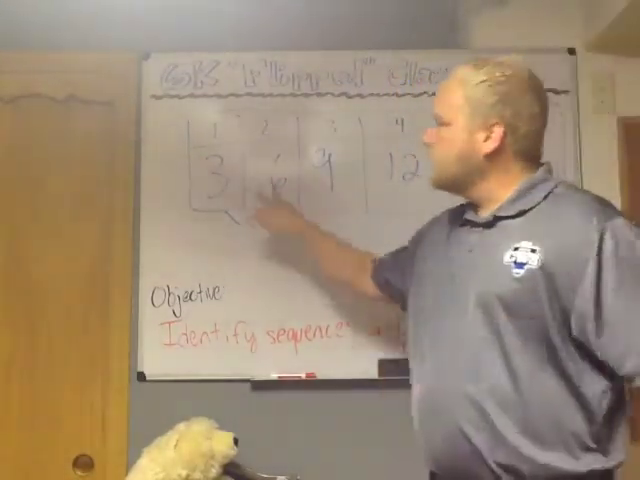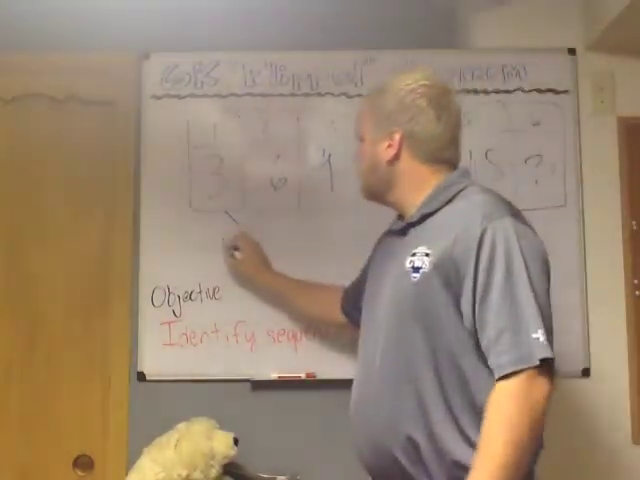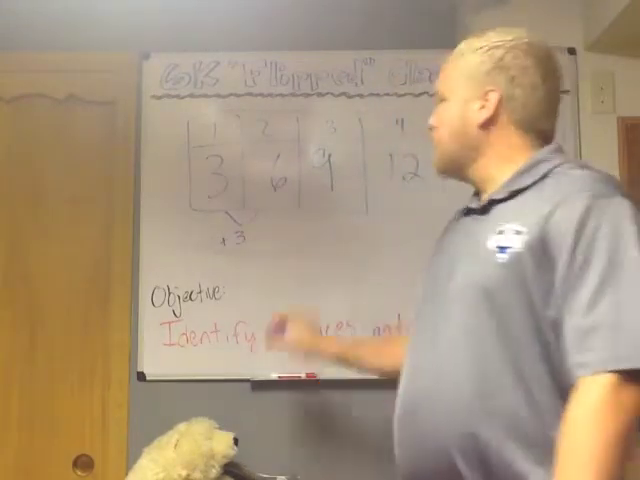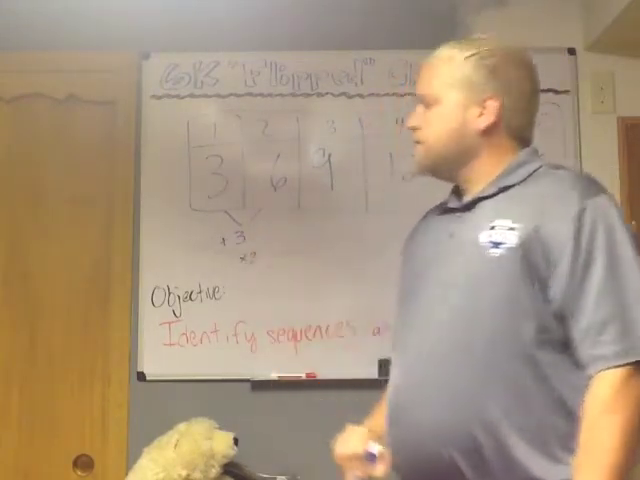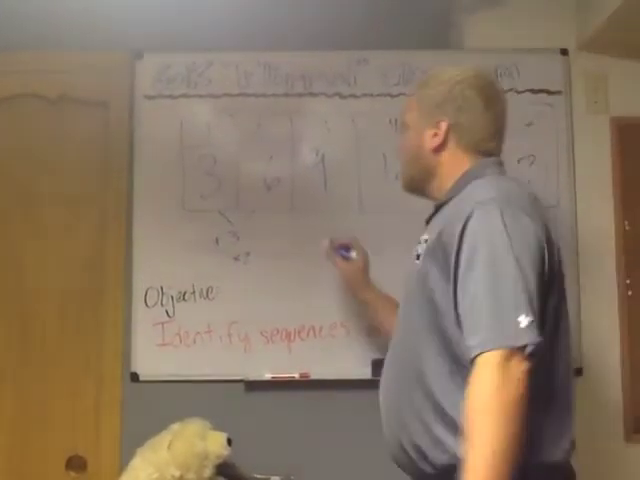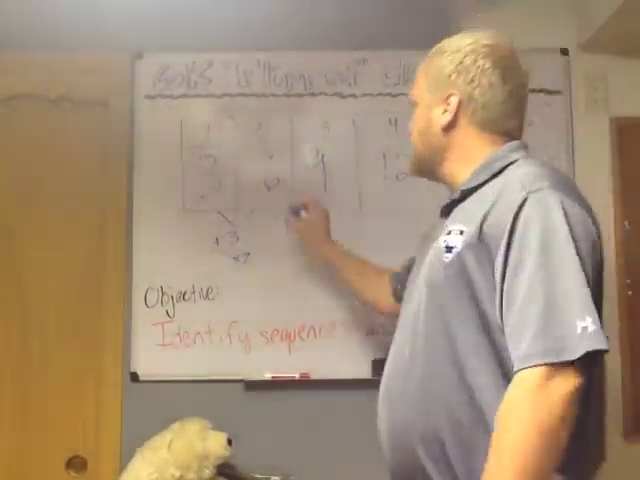Start at the first two. There's two different ways you can get from 3 to 6. You can either add 3, or for multiplication, you can multiply it times 2. So there's two different things we can do there. The way we figure out which way it actually is for the rest of them is we have to test these out on the next one.